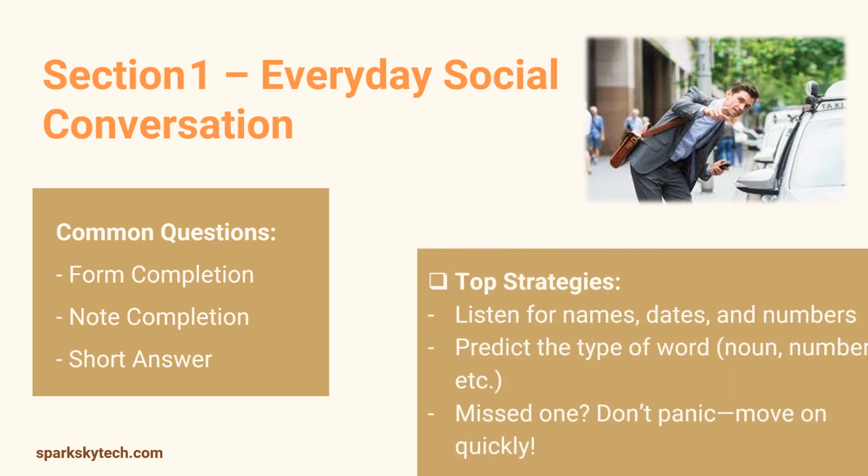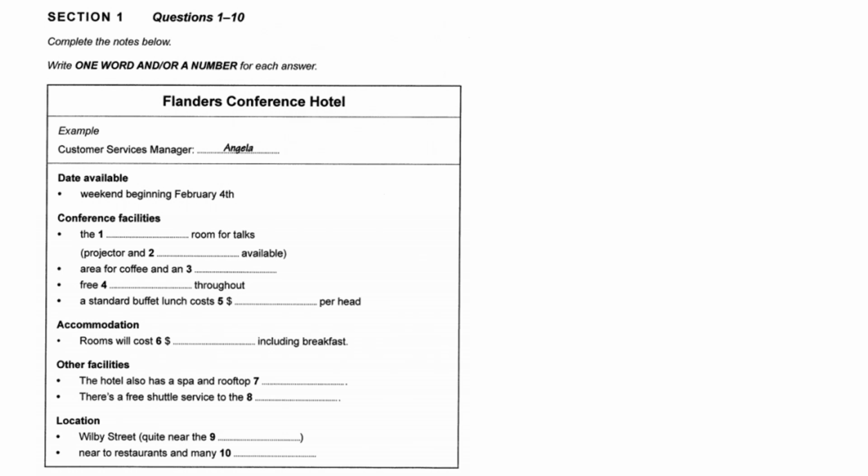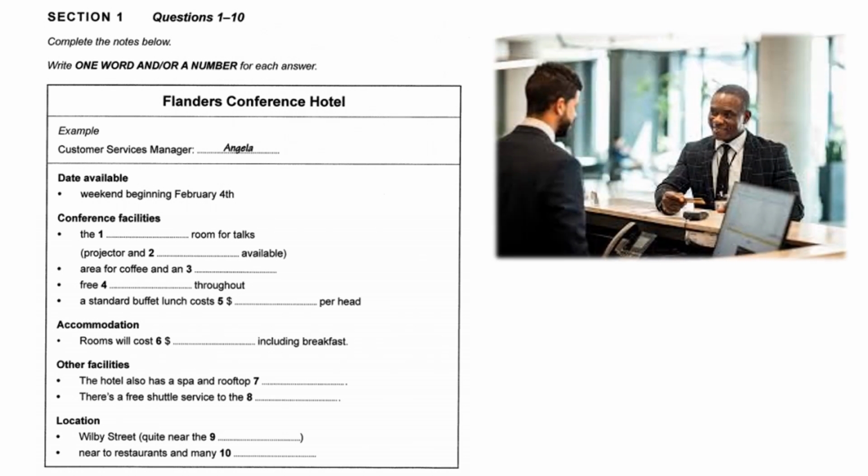Now, let's talk strategy. First, always read ahead. Use the time given before the audio starts to predict the kind of word you might need, like a number, a date, or a proper noun. Second, listen for keywords like booking reference, checkout date, or postcode. These signal what kind of info you should focus on. Don't panic if you miss a detail. Move forward with the speaker. The answers come in order.